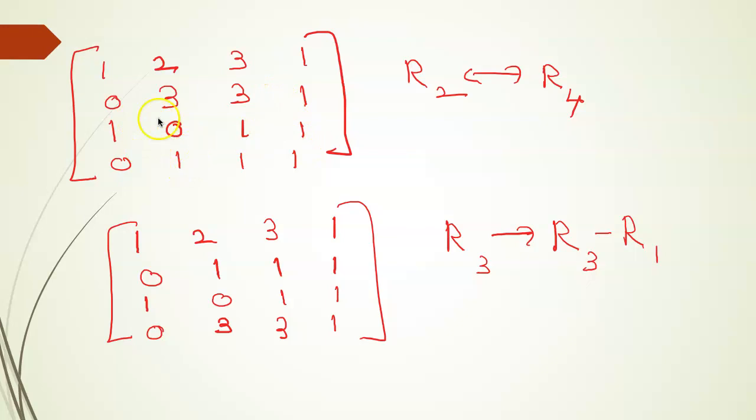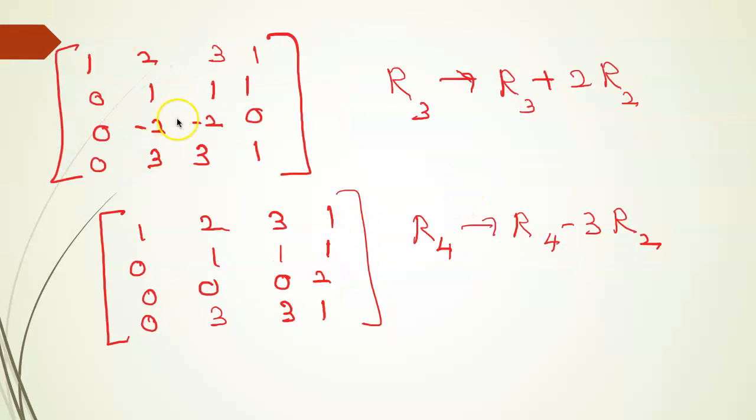Now if I interchange R2 and R4, I get 0, 1, 1, 1 in the second row and 0, 3, 3, 1 in the fourth row. Now the next operation is R3 minus R1, so that I get a 0 here, and that will give you this, so you have 0 here. Now I try to do R3 plus 2 times R2, so that you get some more zeros here, so you get it as 0, 0, and this will give you 2.